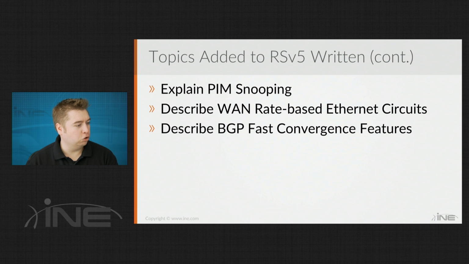Describe BGP fast convergence features. This would be like BGP prefix independent convergence, BGP PIC, or possibly BGP next hop tracking, BGP NHT. For these types of features, I'm going to be putting together a big list of recommended readings that you should go through. Most of them are going to be links to Cisco's website that are either design documents or just configuration documents.